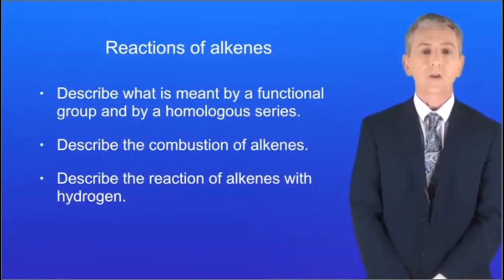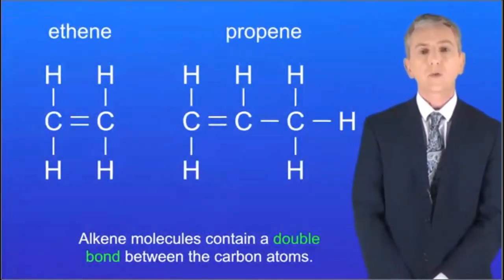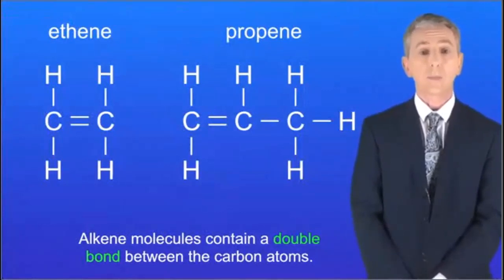In the last video, we continued looking at alkenes. I'm showing you here the displayed formula of the alkenes ethene and propene. As we've seen, alkene molecules contain a double bond between the carbon atoms, and we can see that here.